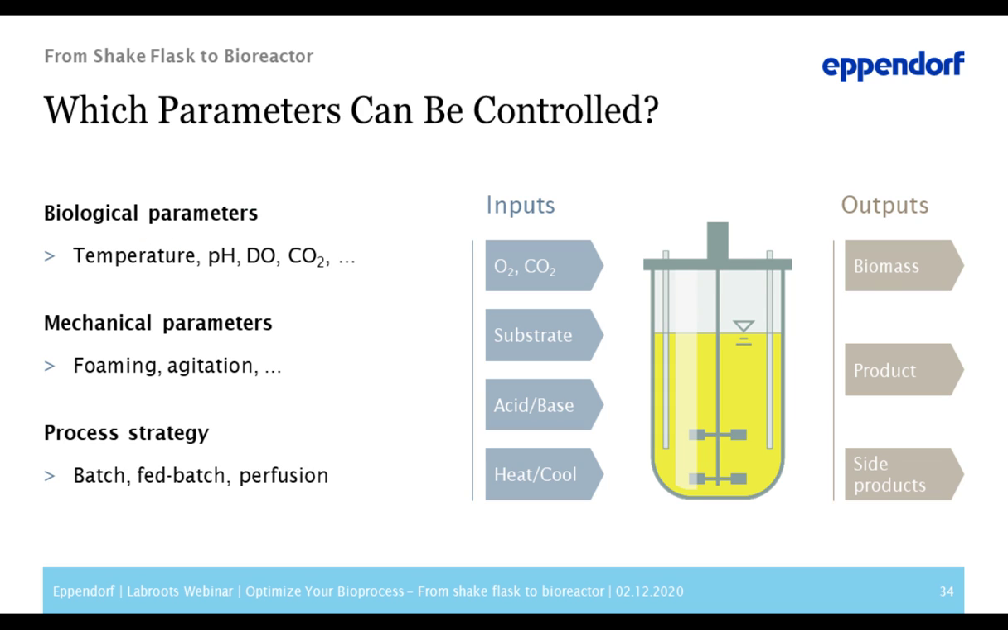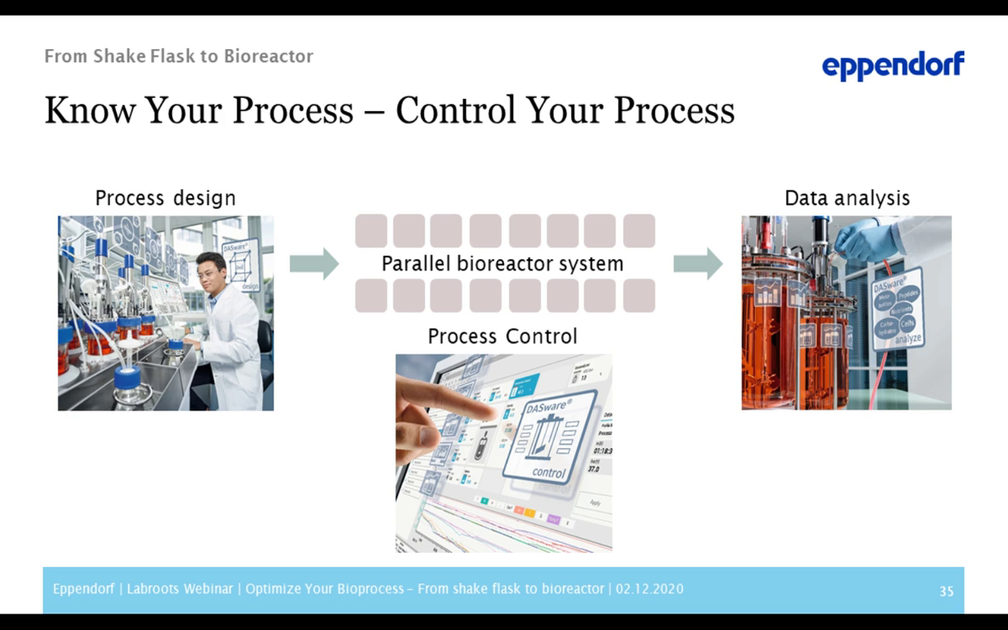As you can see, there are a lot of steps that can be controlled and a lot of biological parameters that need control. As I just mentioned, the temperature, the pH, and the dissolved oxygen concentration are some of the most important ones, but also mechanical parameters such as foaming and agitation should be controlled. And in addition, the big advantage of bioreactors is that you can precisely control the different feeding strategies, such as batch or fed batch or even a perfusion process. But I will come to these different feeding strategies later in this talk.